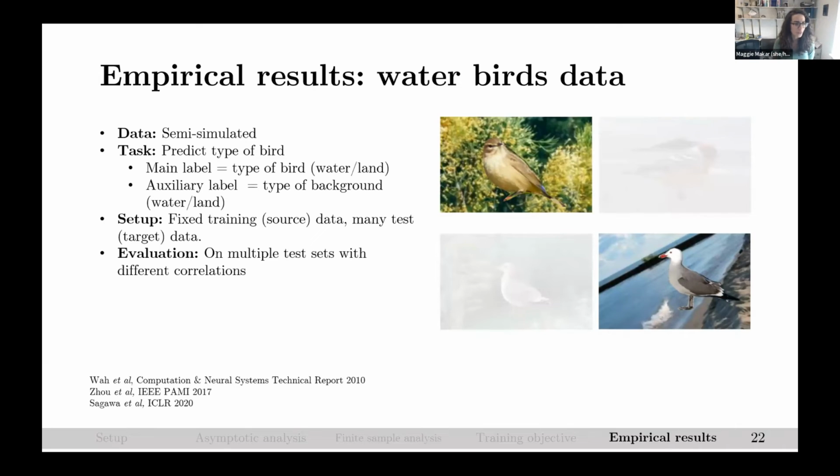Similar to a couple of other authors, we simulated data by taking images of land or water birds and superimposing them on land or water backgrounds, as you see on the slide. This allowed us to simulate a training setting where the majority of water birds are on water backgrounds and land birds are on land backgrounds. We evaluate whether our model is relying on shortcuts by testing it on many different test distributions that encode different levels of spurious correlations between B and Y. A model that doesn't rely on the shortcut will be invariant: it will have the same performance across all simulated test sets.